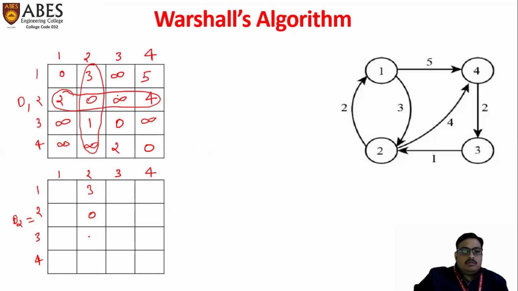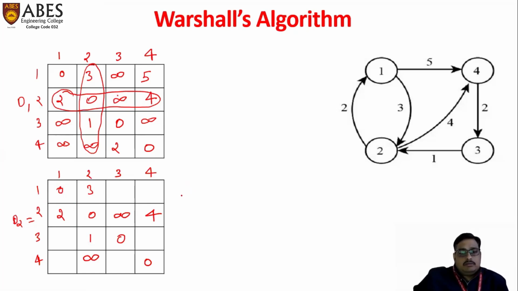Let me copy it: 3, 0, 1, and infinity. And now the second row is 2, infinity, and 4. The diagonal is already 0, so we'll just put the diagonal as 0 because we don't have any path for this.